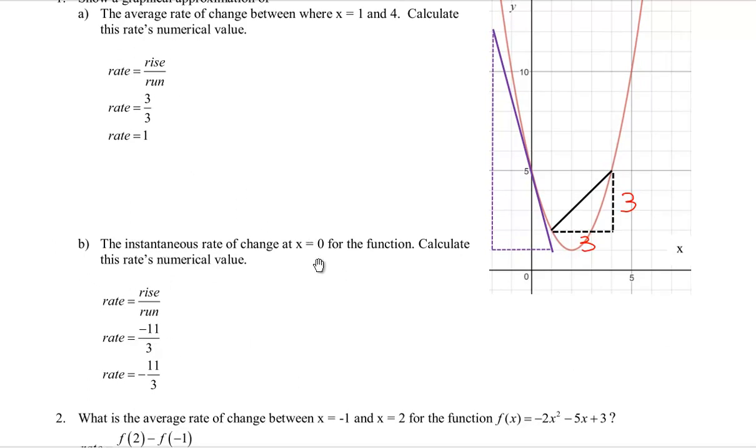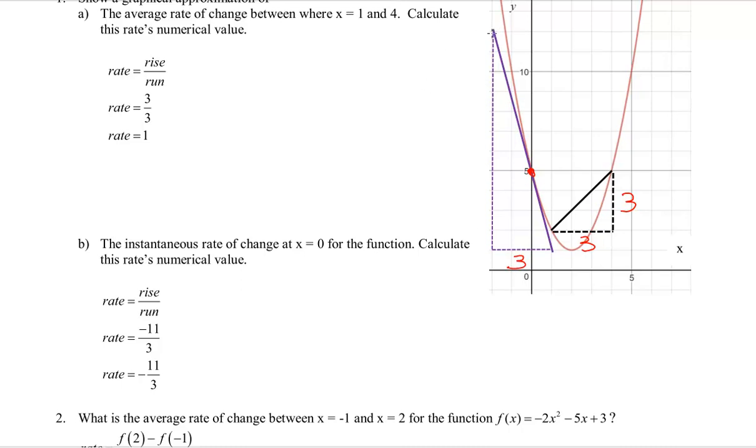For question B, you're asked to find the instantaneous rate where x is 0. So where x is 0 would be right here. So we're talking about this point right here, which is the point (0, 5). So what I did was I drew a tangent line there. It's this purple line that you see, intended to be a tangent, so it's just touching where x is 0 here. And so to calculate its slope, again, rate is rise over run, slope is rise over run. So we measure, or look on the graph and find what the rise and the run are. Across the bottom, the run here is 3.